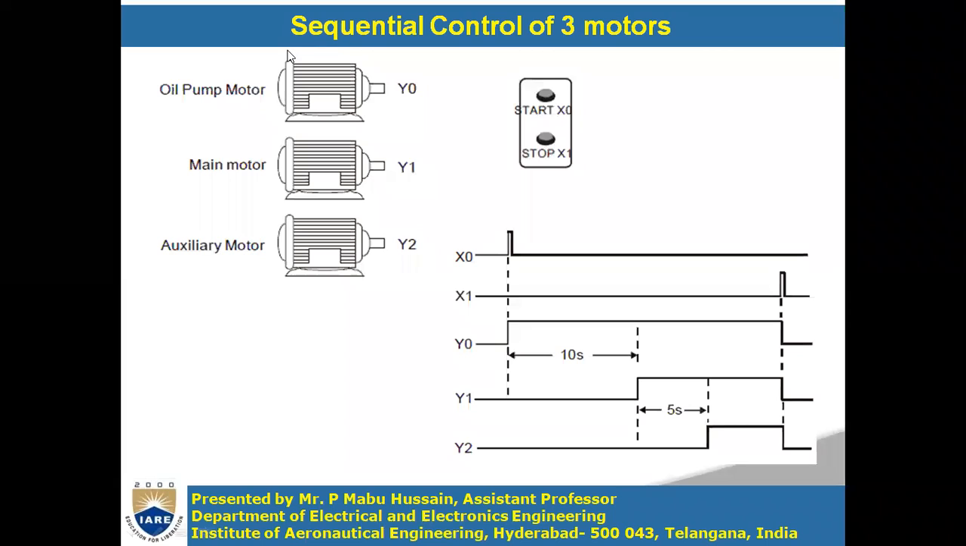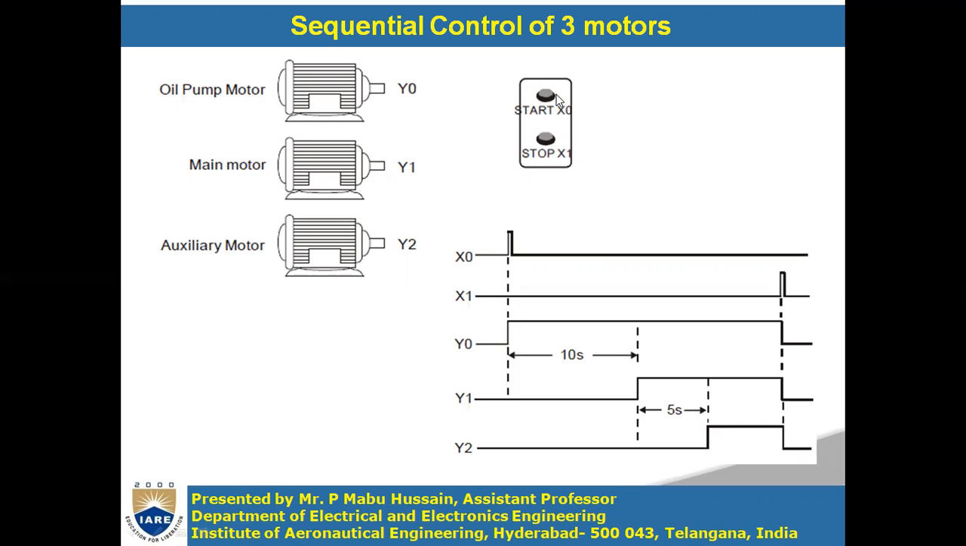Let us assume that in an industry there are three motors. One motor is used for pumping the oil, one motor is the main motor, and another motor is the auxiliary motor. Whenever you press the start button, the oil motor has to run first. Then after 10 seconds, the main motor has to turn on. Then after 5 seconds, the auxiliary motor has to run. This is the operation: sequentially, one after another, the motors have to turn on.